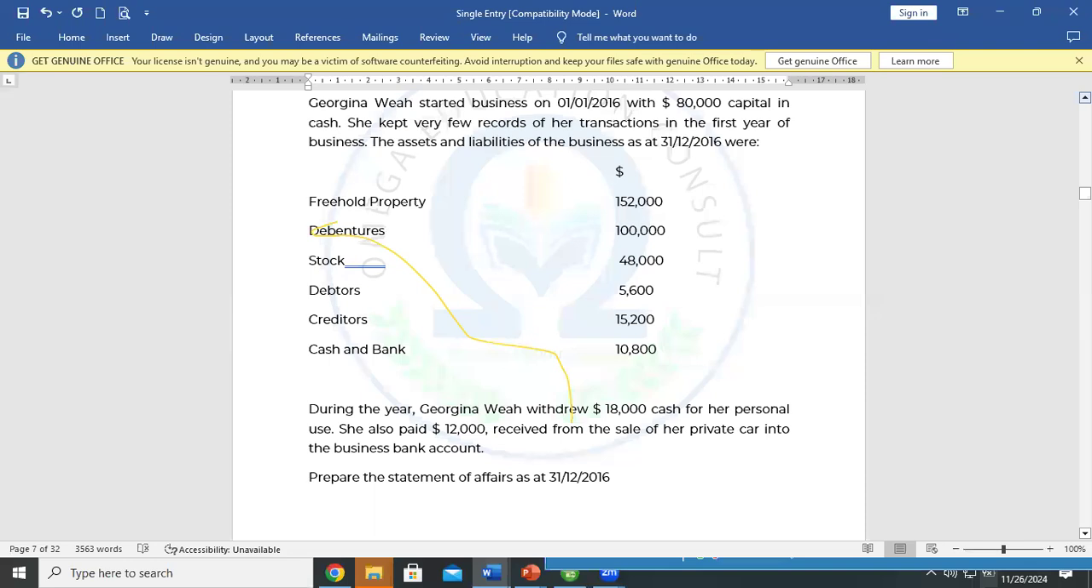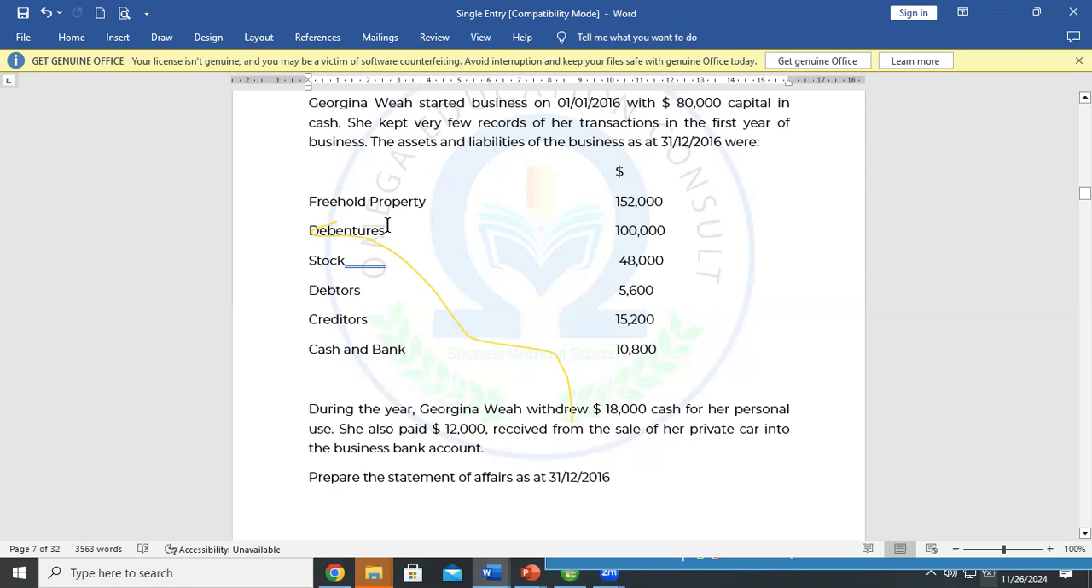Okay, so it's as simple as that. When you go through the question, you'll see that we are given the assets and liabilities of the business on 31st December as follows. Now, I'm not sure you find any asset or liability on that date apart from these. This capital, which was cash, was on 1st January 2016, so it cannot be part of our statement of affairs, right? Because it was not on 31st December. We are only looking for assets and liabilities on 31st December.